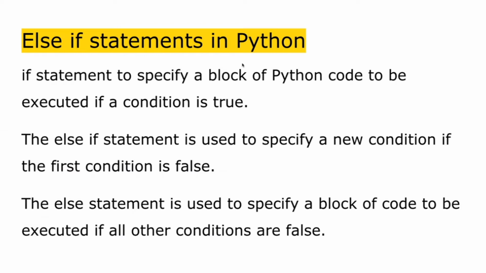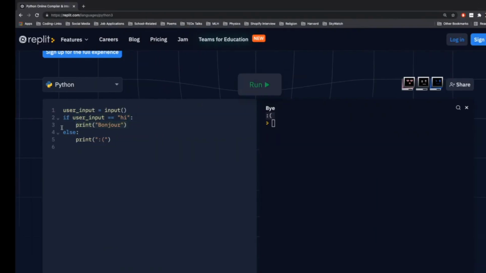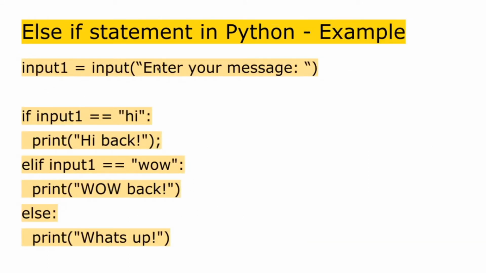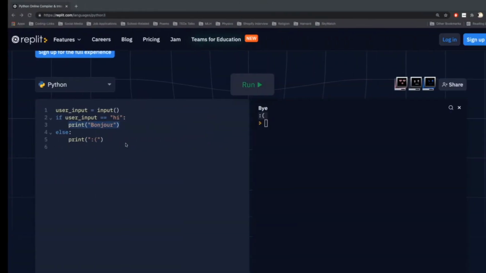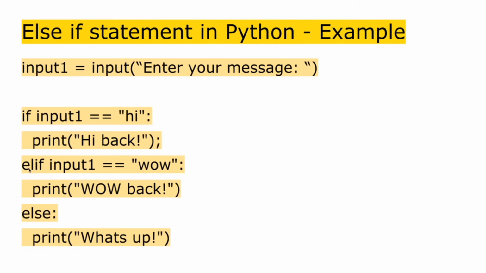Else if statements in Python. An if statement is to specify a block of code to be executed if a condition is true, right? This condition had to be true for this to run: bonjour. The else if statement is used to specify a new condition if the first condition is false. The else statement is used to specify a block of code to be executed if all other conditions are false. Let's see an example. Input 1 equals input, enter your message. We just input something. If input 1 is equal to hi, print hi back, right? That's exactly what we did here. We said print bonjour. Else if, we represent else if with elif.